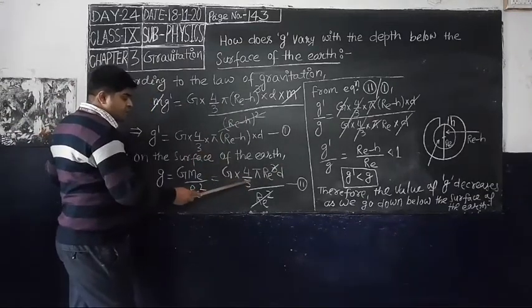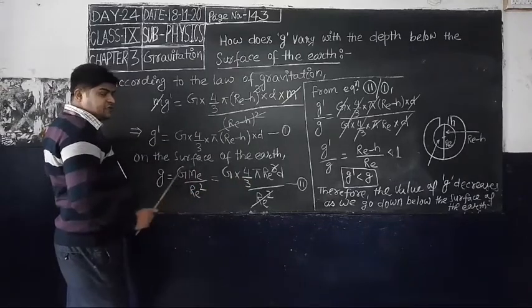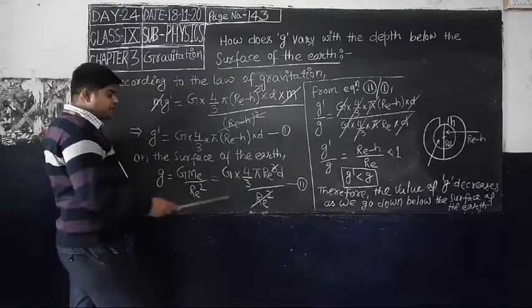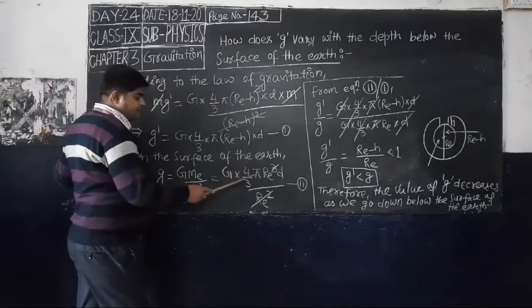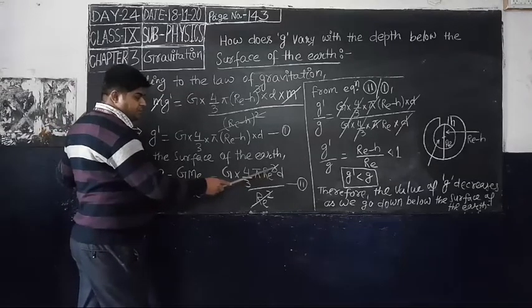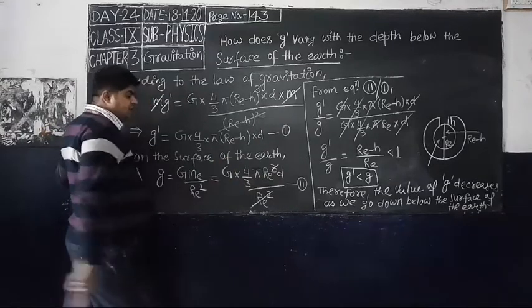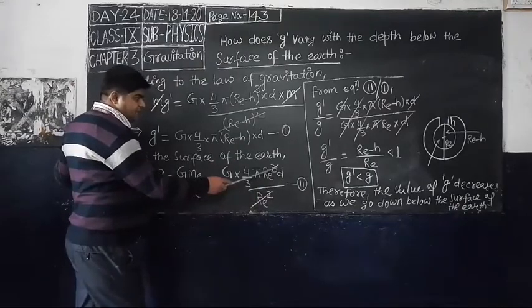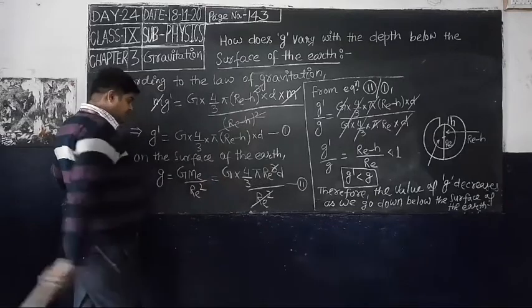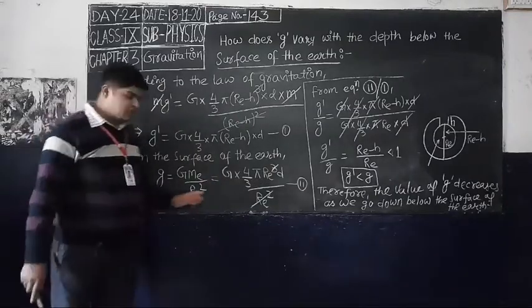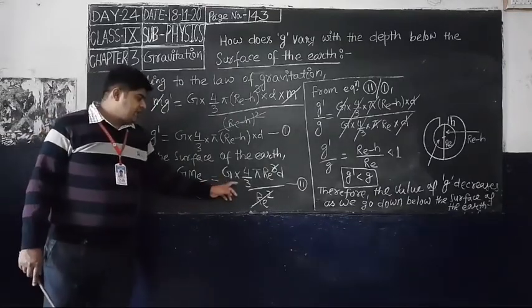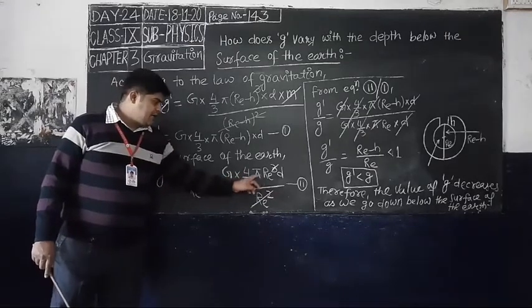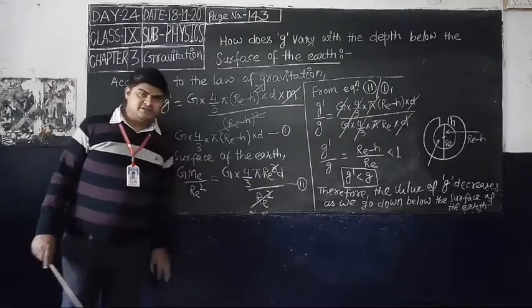The earth is also a sphere, so you will write the volume of a sphere as 4 by 3 pi R cube. So Re cube into density d by Re square. Re square is cancelled out by Re cube and one Re is left. So we can say that small g is equal to capital G into 4 by 3 pi Re d. This is equation 2.